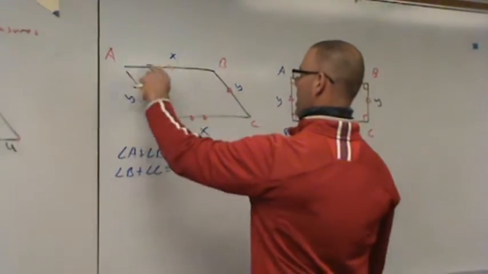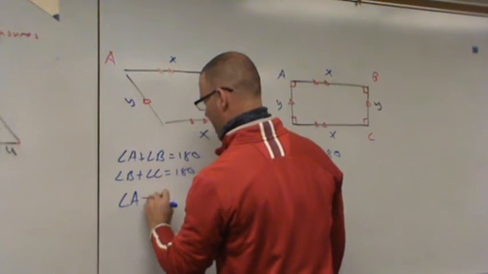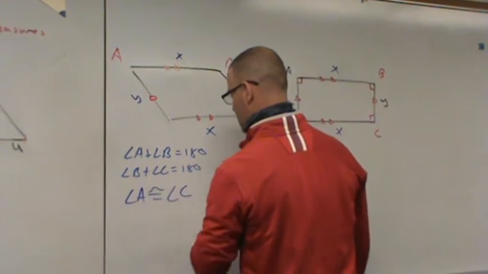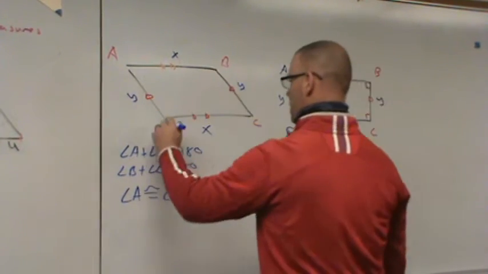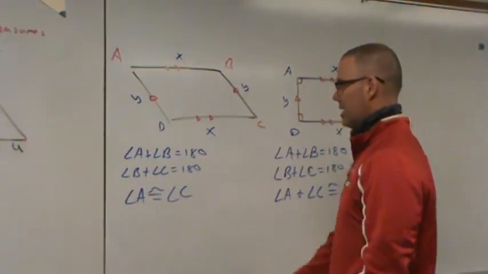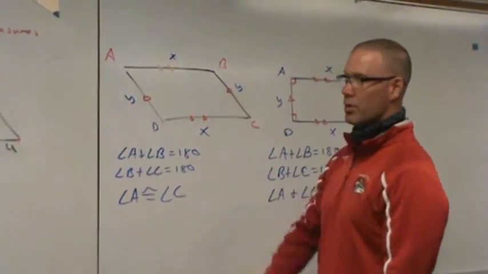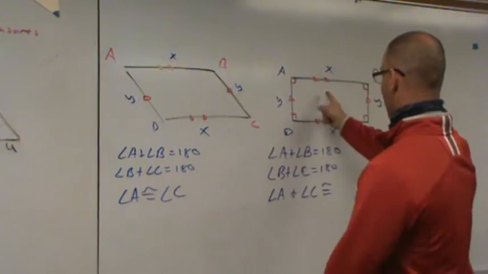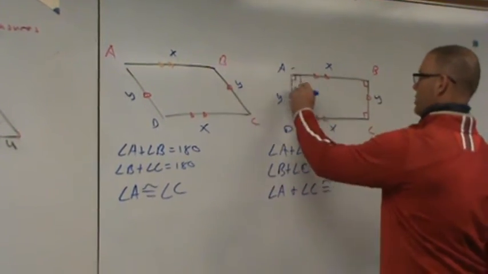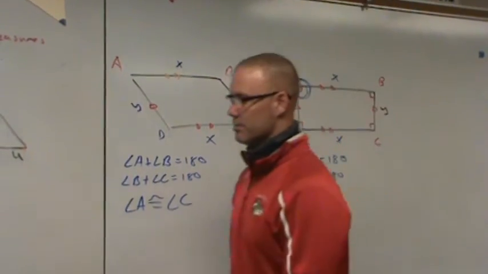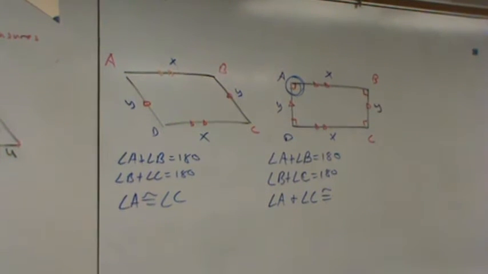I can also say in a parallelogram that angle A is congruent to angle C. Angle B is congruent to angle D. That's what I can say. Opposite angles are congruent. The only difference between a rectangle and a parallelogram are these right here, 90-degree angles. Okay? Sides are the same, everything.